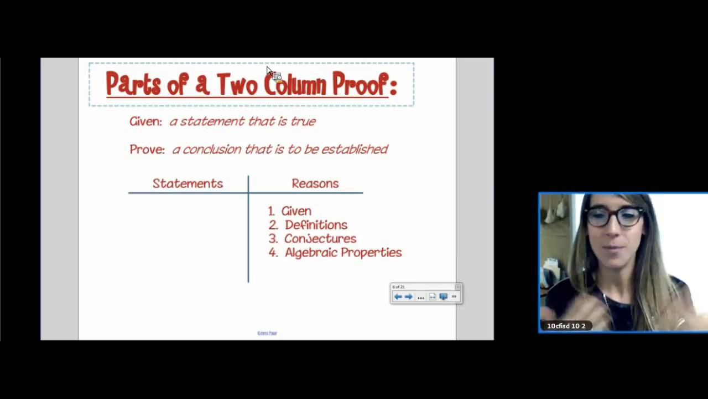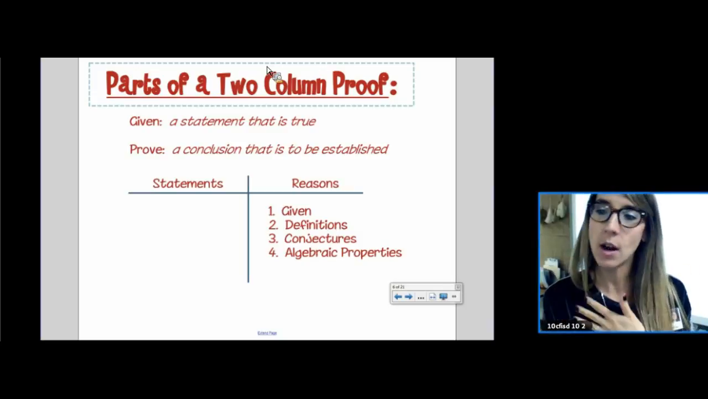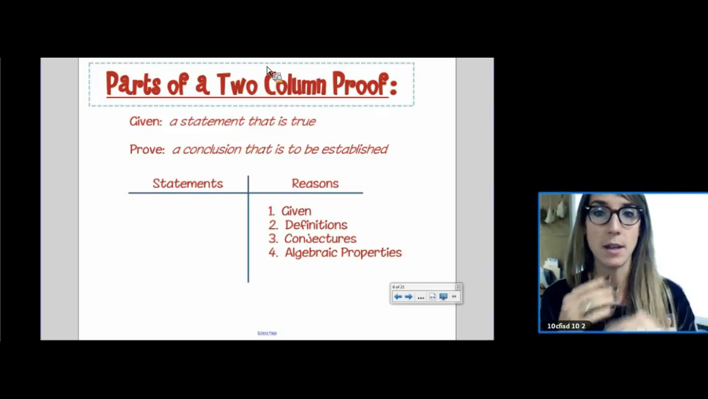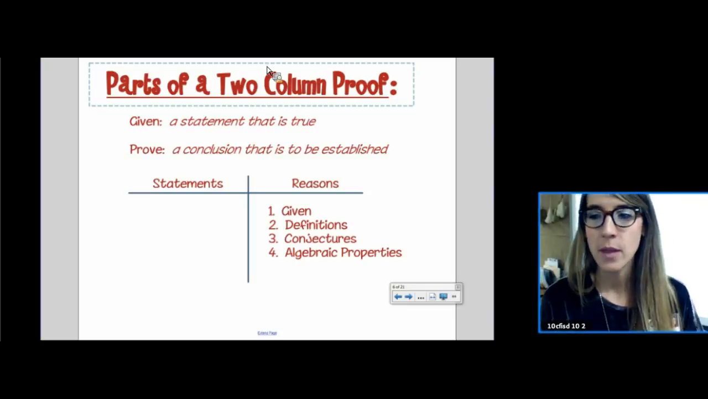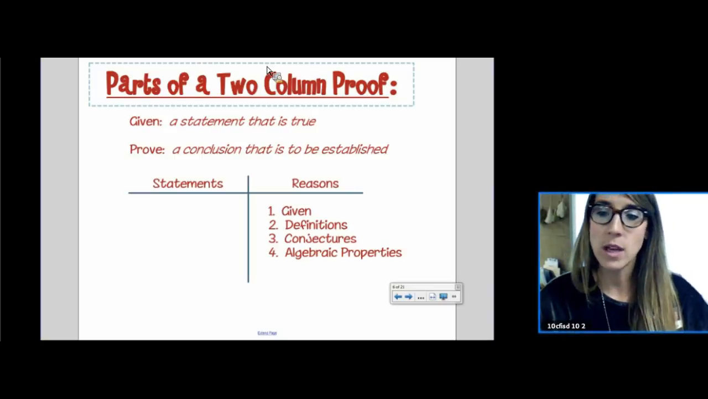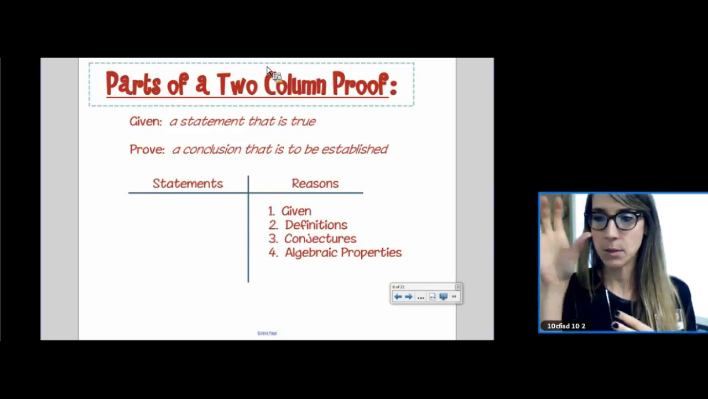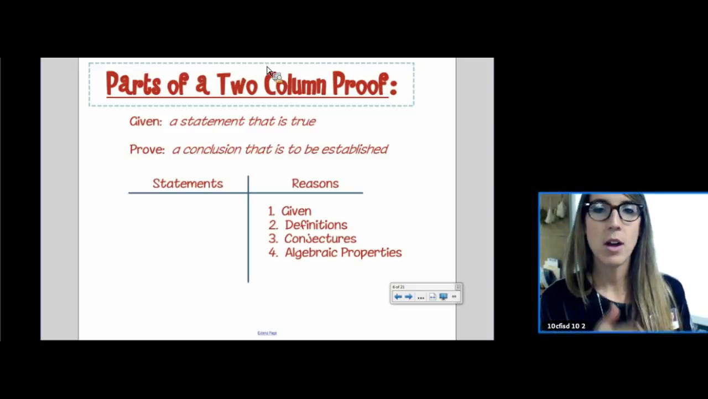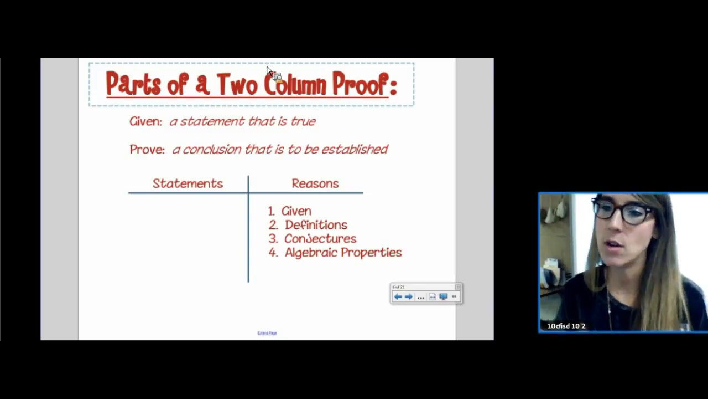always start with a given. So we make a statement, it's given to us, and our reason is given. Then, from that statement, we start to make new statements that follow the logic, just like we did on the drawing conclusions day. When we decide what reason we have for our statements, we use our definitions, our properties, and our theorems, okay? So that's what goes in the reason column. So the statement is what we're trying to say is true. In the statement column, say something that's true about the picture. In the reason column, tell me why you know that's true.